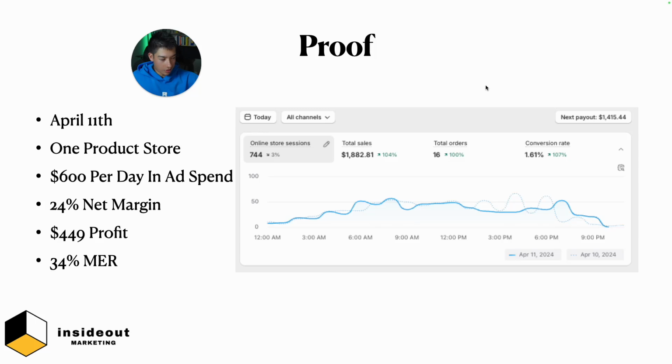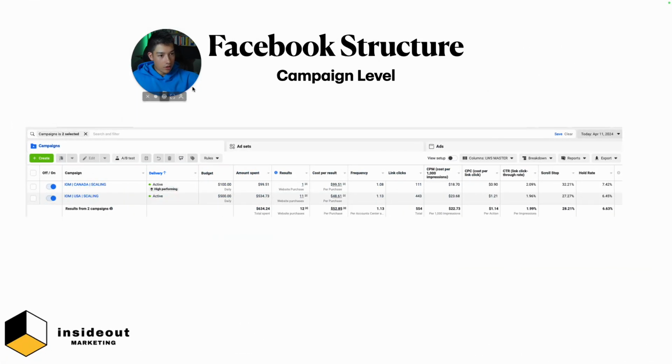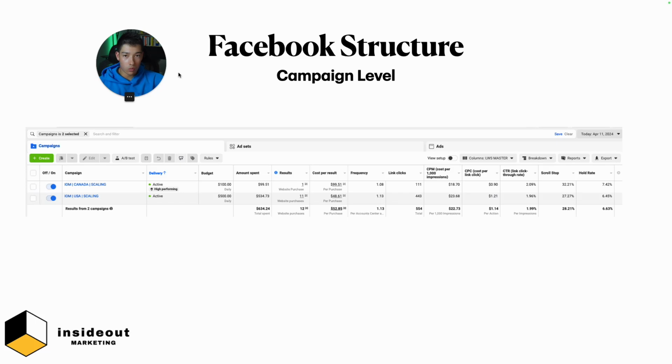Anyway, let's just continue. Okay, so the Facebook structure, guys, it's one campaign structure. Well, one campaign per country. So in this case, I have 2 running right now. But as you can see, my Canada scaling campaign is only at $100 per day. It's not really scaling, so I'm just leaving it at 100. So how I name my campaigns, IOM, Inside Out Marketing, and then USA or Canada or whatever country you're running in, and then scaling, guys. So again, this is the campaign level. We're following the one campaign structure.